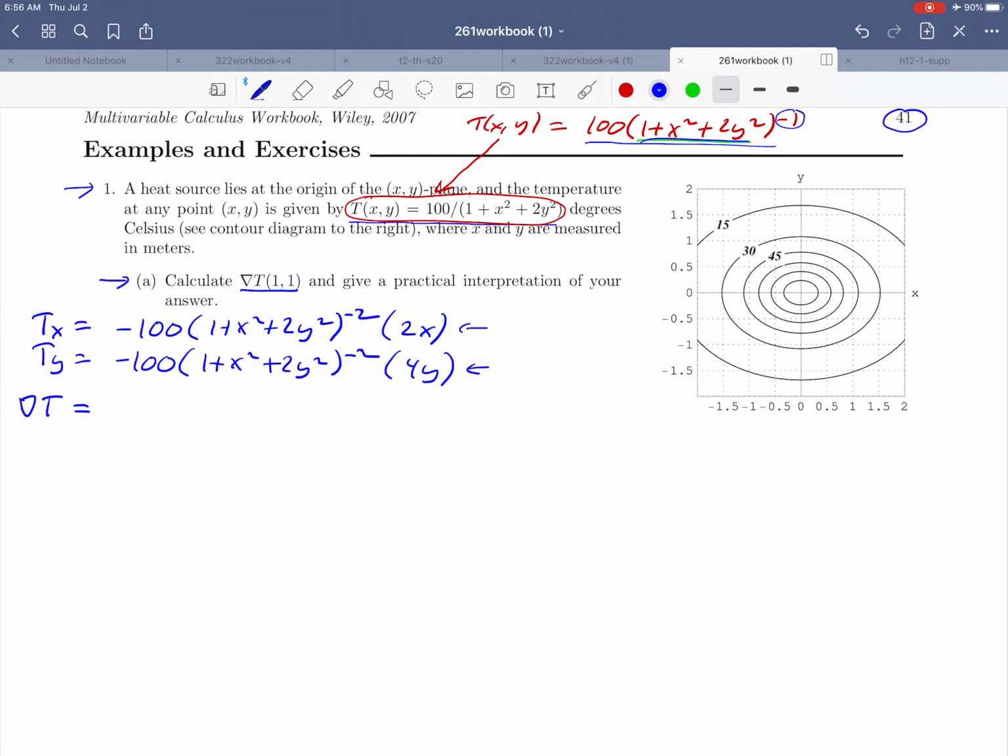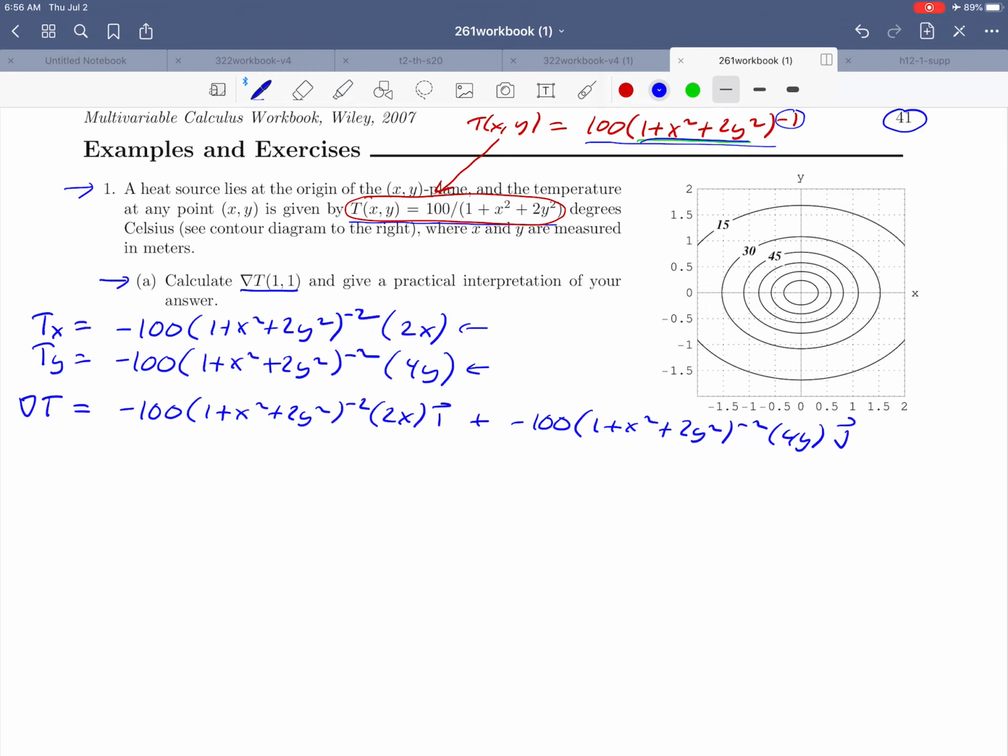So this is going to be kind of long because these derivatives are long formulas. So let's just write it out. Negative 100 times (1 plus x squared plus 2y squared) to the negative 2 times 2x. All of that is our i component, plus negative 100 times (1 plus x squared plus 2y squared) to the negative 2 times 4y. All of that's our j component. Okay, that is a long formula.